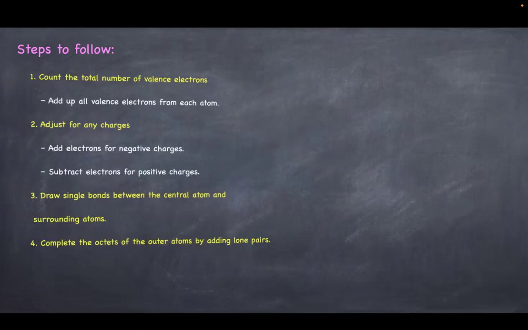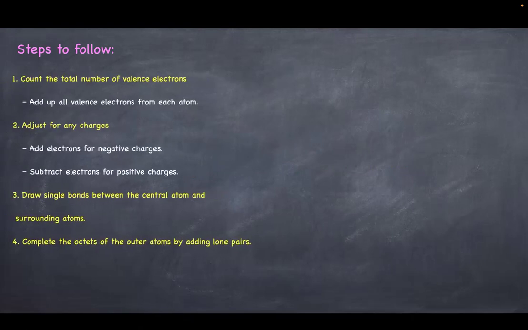So the first thing you have to keep in mind is that to start, you have to count the total number of valence electrons, because the valence electrons are the ones involved in bonding. Sometimes the molecule is in the form of an ion, so it has a positive or a negative charge. If it has a negative charge, that means there are extra electrons, so you have to add electrons when you're counting. And if it's a positive charge, that means it lost some electrons, so you have to subtract electrons.